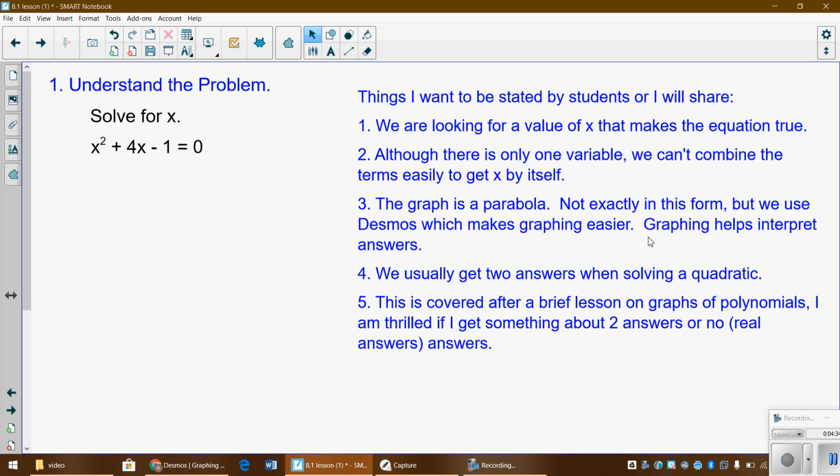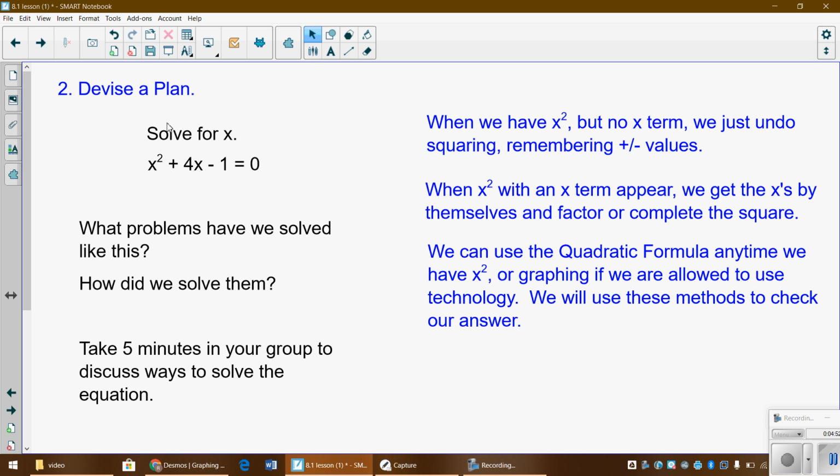For the use of what we're trying to get done, that works for us. We usually get two answers when solving a quadratic. That would be something, since previously, within the last week and a half, we would have done some graphing of polynomials. And then this is covered after, that's that.